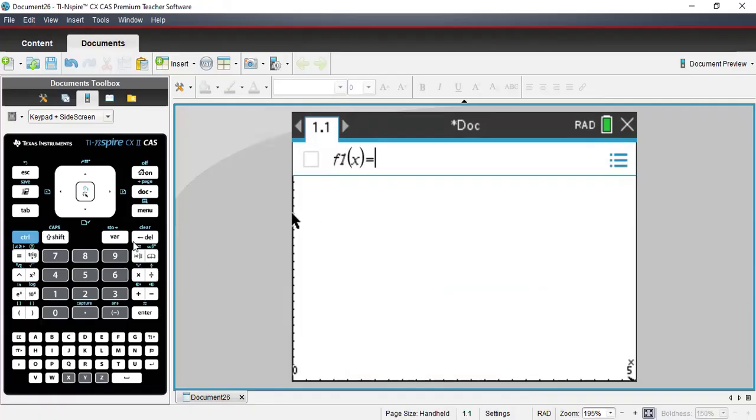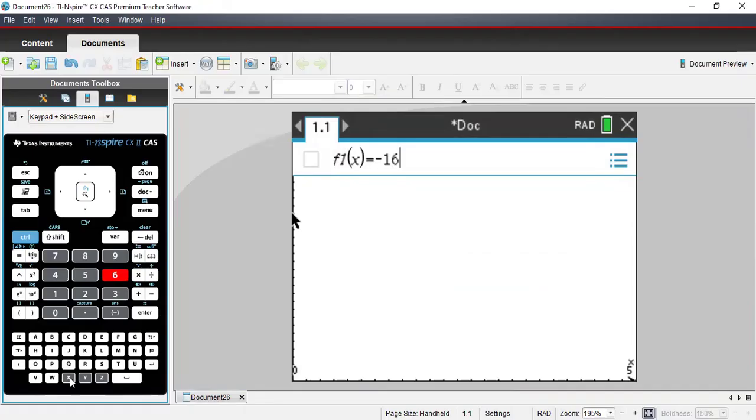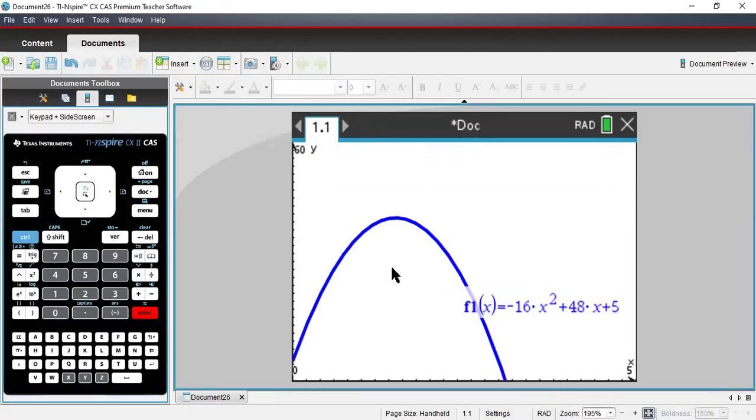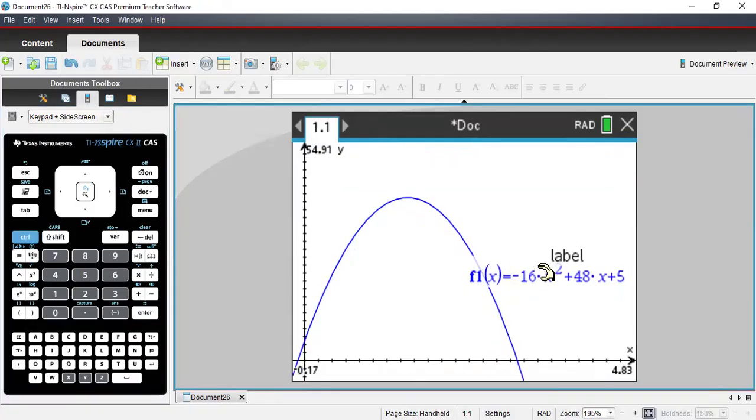So I'm going to enter the function. Remember, you can only graph x's. So even though it says t squared, we're going to put x squared. This is going to be plus 48x plus 5. And then you press enter. That is the graph. It is a quadratic. It's a negative quadratic. You can see it's a frown, which is negative quadratics.